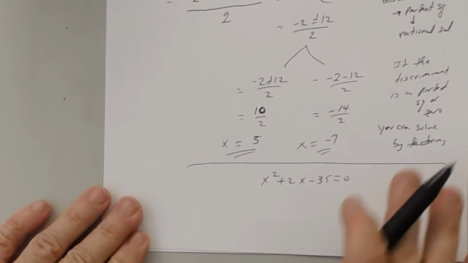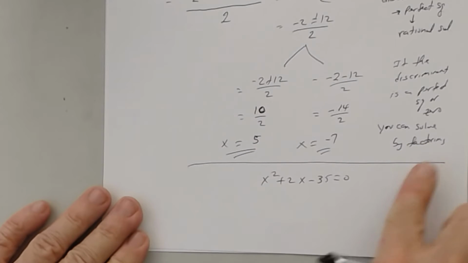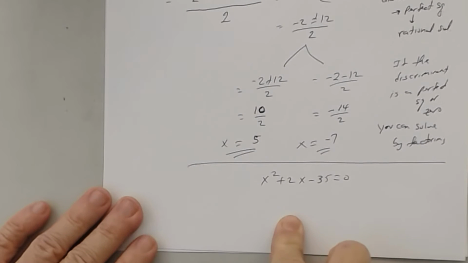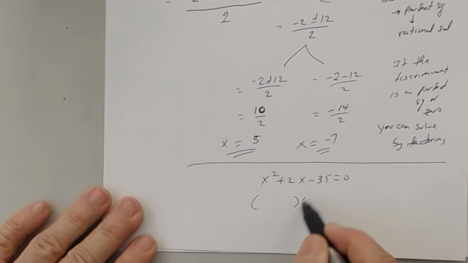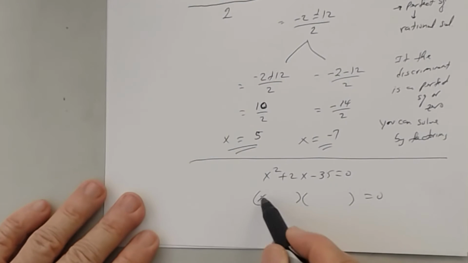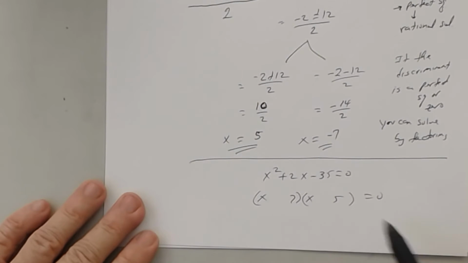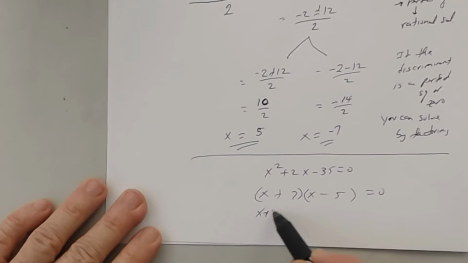Now, according to this, the discriminant is 144, so I could have done this by factoring, couldn't I? Yeah. So if I factor this, I get (x 7)(x 5), and the 7 has to be plus and the 5 has to be negative. And then I use the zero factor property. x plus 7 equals 0. x minus 5 equals 0.